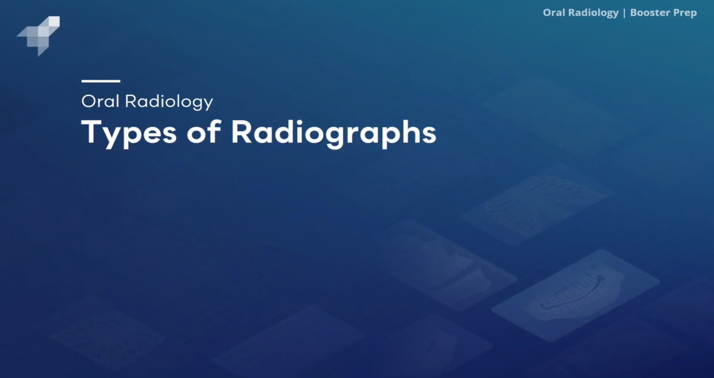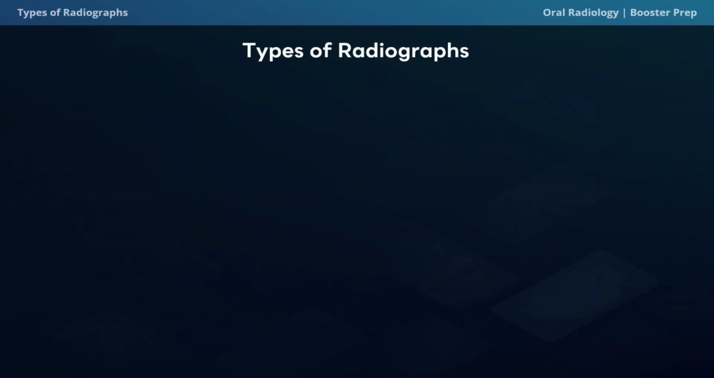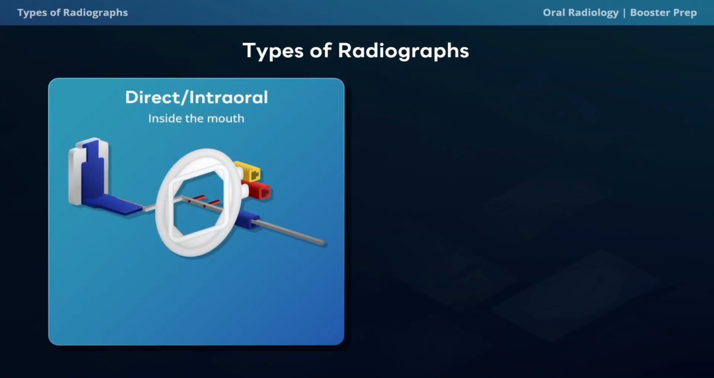Let's get started. Alright, so when we talk about the different types of dental x-rays, we can actually break them down into two main categories. First, we have direct or intraoral x-rays, and that just means the receptor is placed inside the patient's mouth and the x-ray photons then directly hit the receptor and form the image. Common examples are periapicals, bite wings, and occlusal radiographs, and all of these give us different information based on what we're looking for.